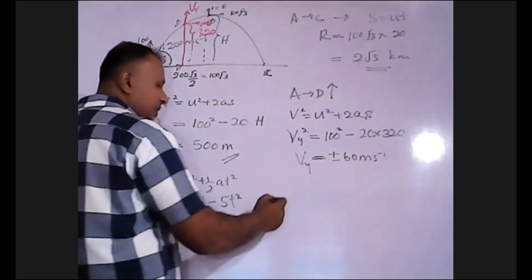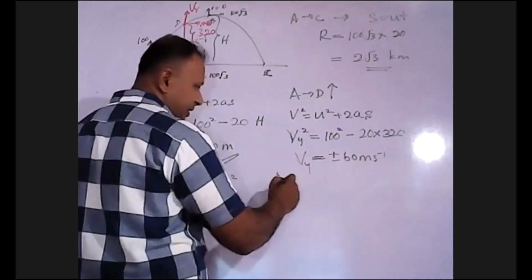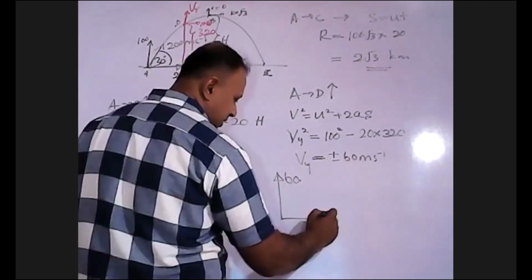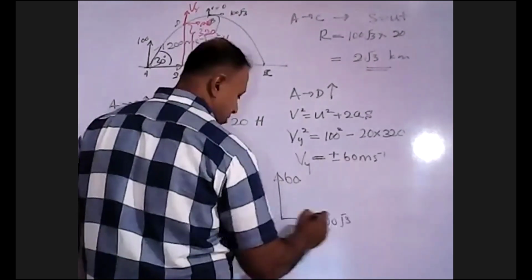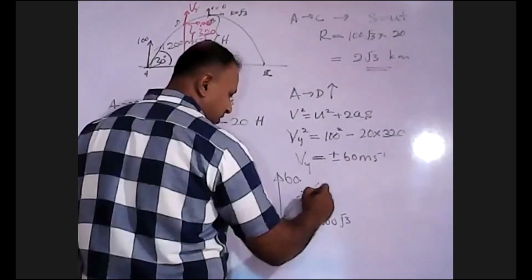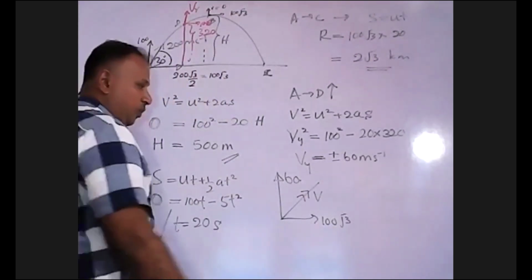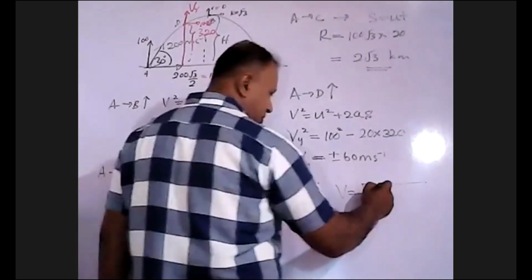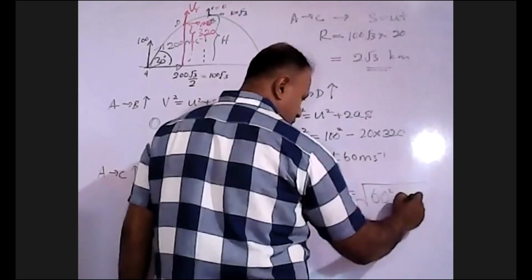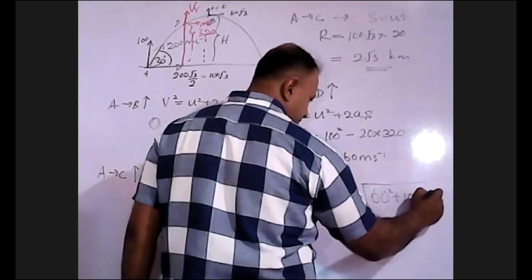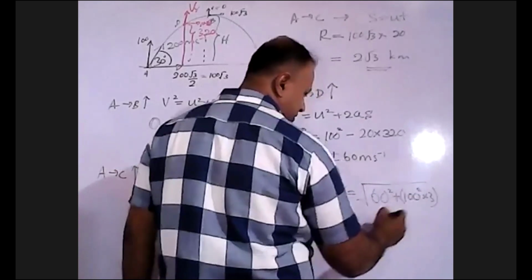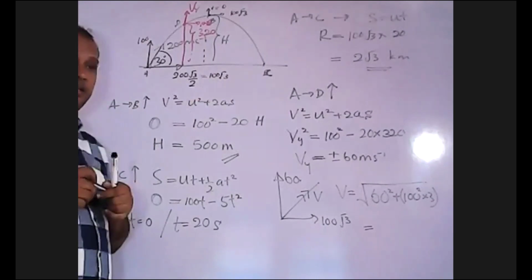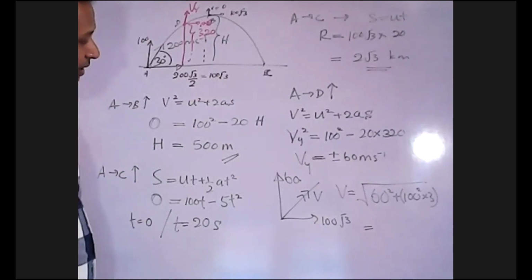So if I take one side, this is 60, this one is 100 root 3. So velocity V is equal to the square root of 60 squared plus 100 squared into 3.